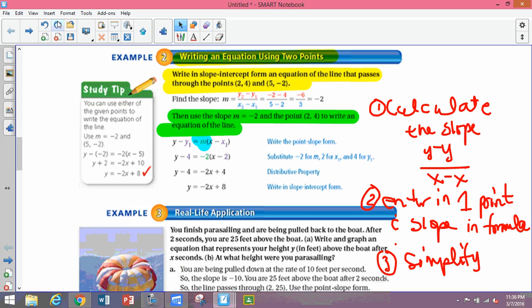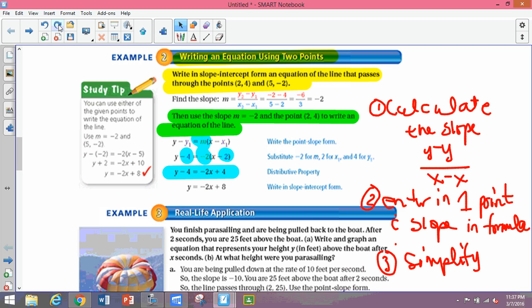Okay, so in this example, your slope is negative 2 and the point is 2, 4. We calculated the slope of negative 2, and we're just using one point. It really doesn't matter which point you use because both points are on the line. So when you simplify, you're going to get the same answer. So you plunk in your negative 2 for your slope, and then you plunk in 4 and 2 for your y and x.